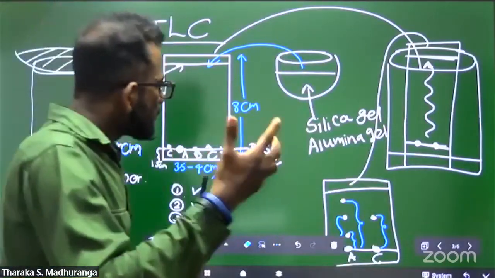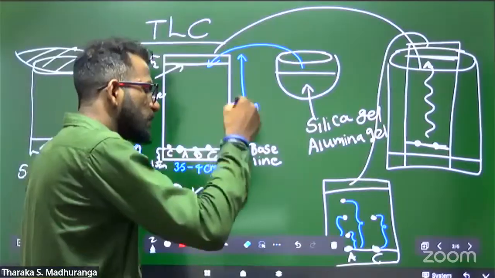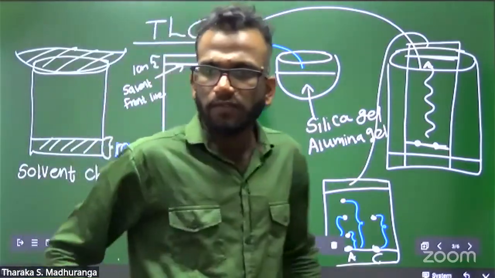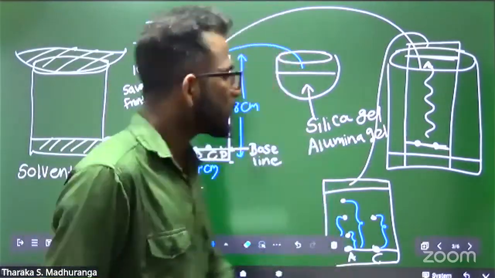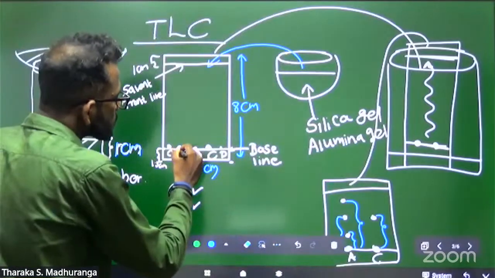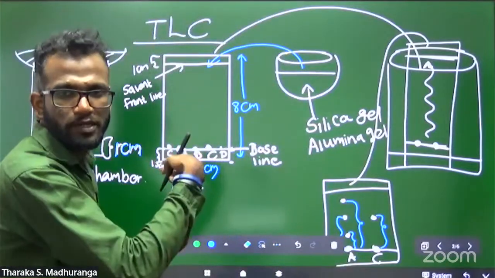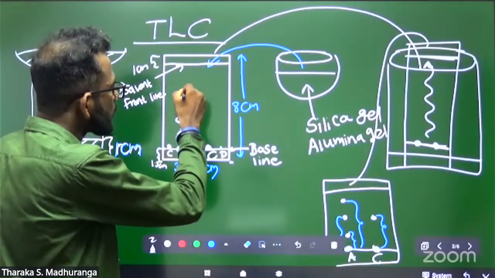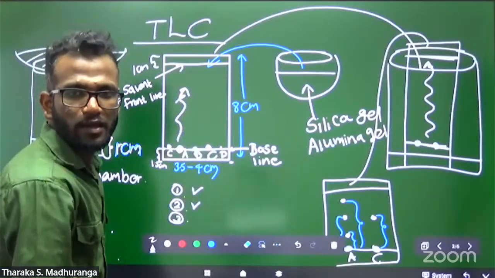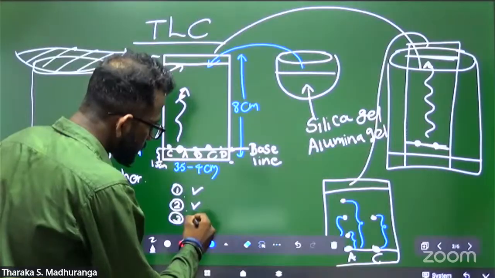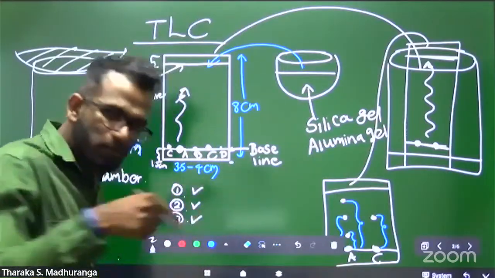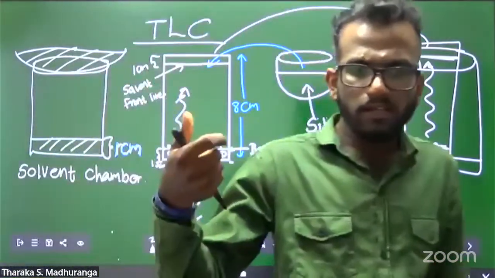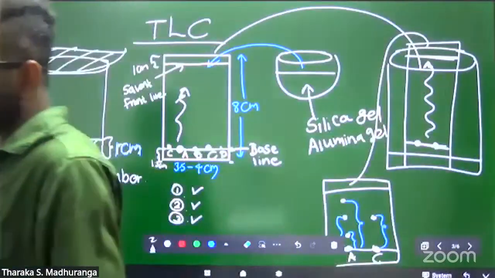If there is any damage, what happens? Then the compounds are retained at this damage point. They do not travel. That's a disadvantage. Therefore, we need to draw this line very carefully. Okay, what are the other factors? What is the one other factor?